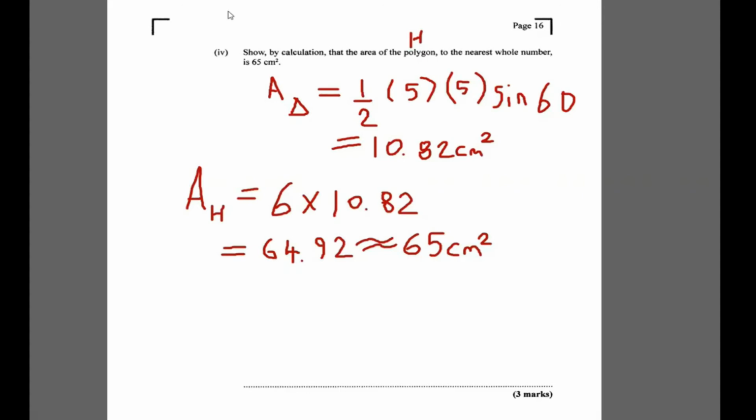Nice and easy. That's the area of the hexagon. 64.92 is approximately 65 centimeters square. That's the area of the hexagon.